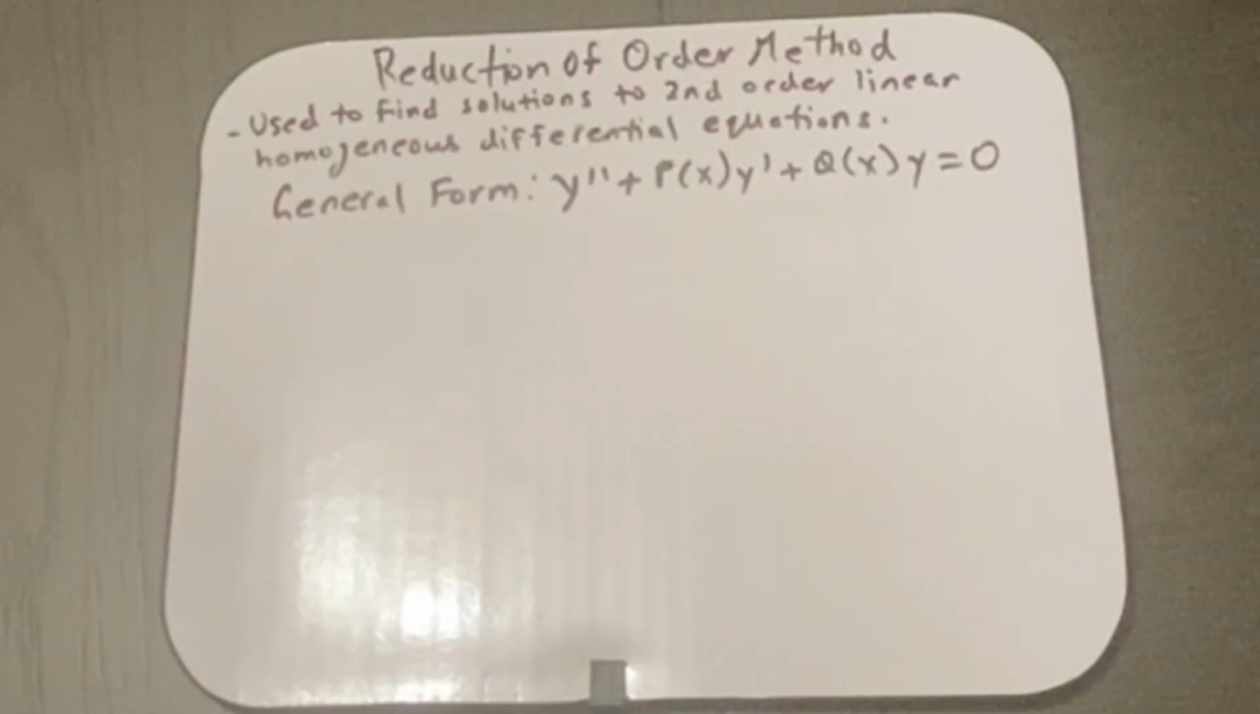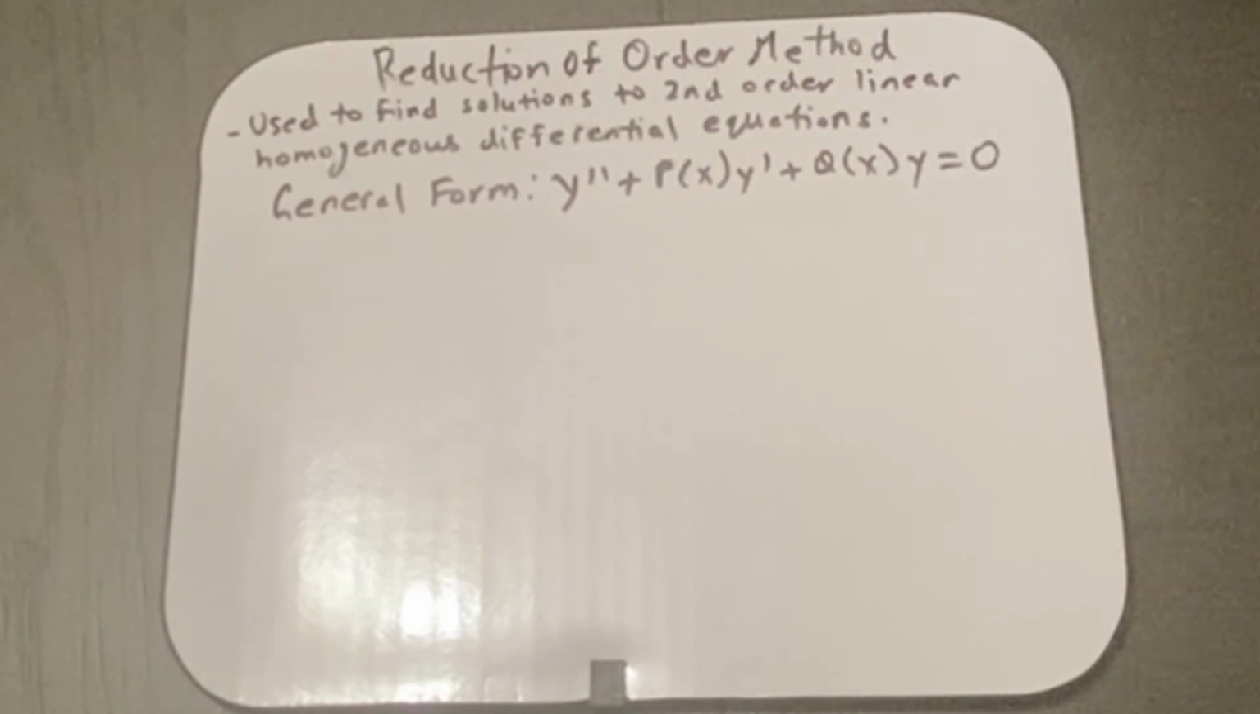So this is a general form of a second order linear homogeneous differential equation. Now what makes this a second order differential equation is that we have y double prime, which is the second derivative. And what makes this homogeneous is that this whole equation is equal to 0. Now if instead of that 0 we had some function, then this would be a non-homogeneous differential equation. But because there's that 0, it's a homogeneous differential equation.